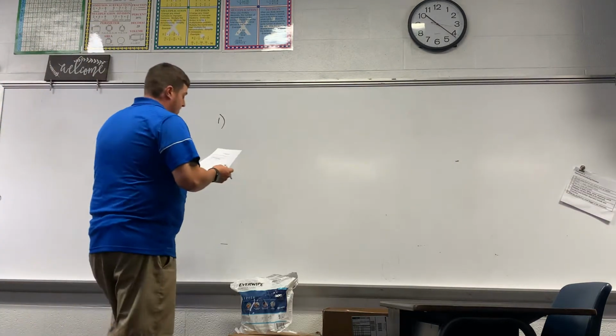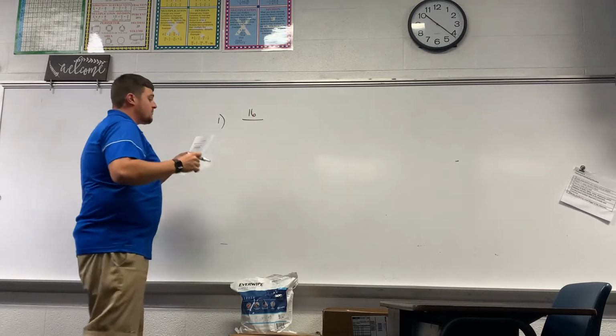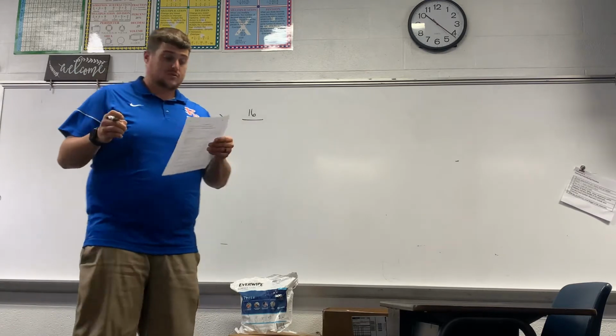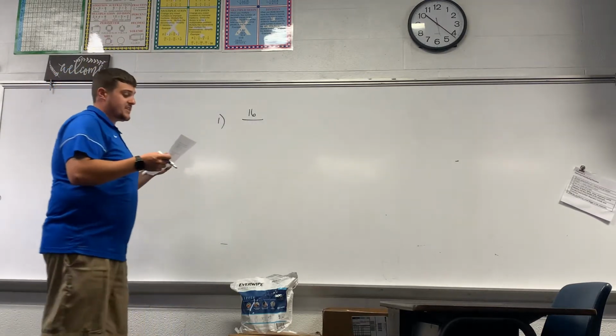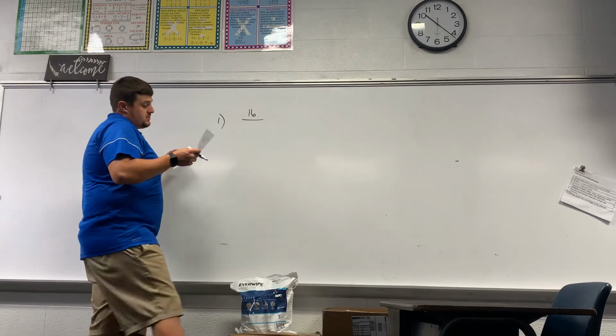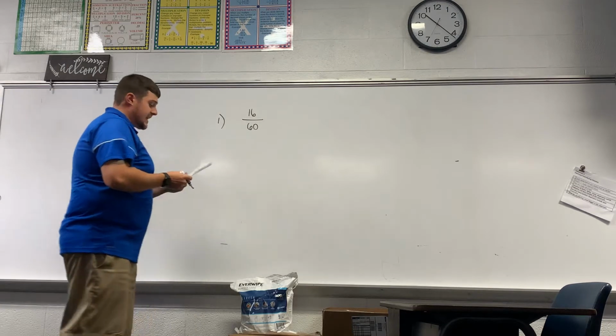So to do that, you gotta look at a head team. He got 16, so I'm gonna put that on top. Okay, on the bottom, we gotta put the total number of votes. So you gotta add them all up. So we have 16, 29, and 15. So 31, that'd be 60. Okay, 16 out of 60.